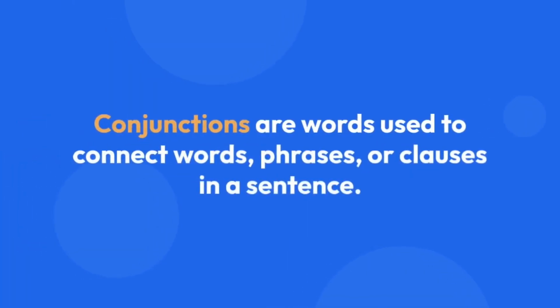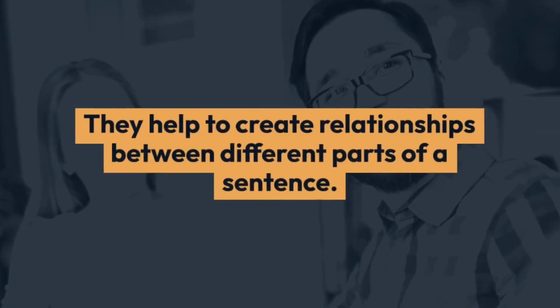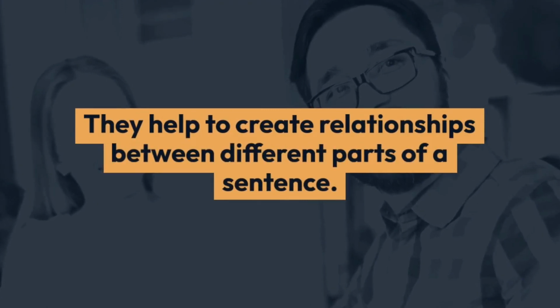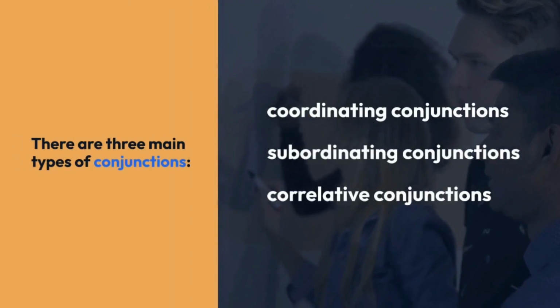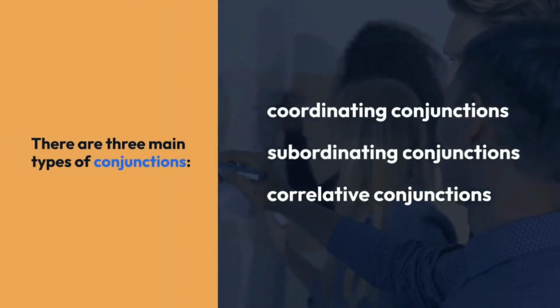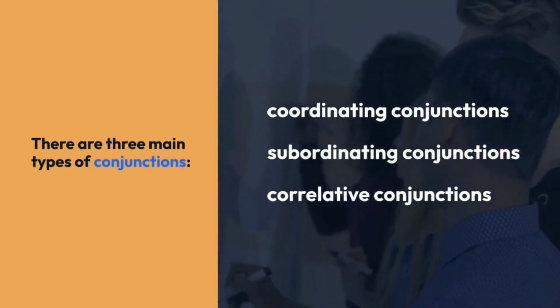Conjunctions are words used to connect words, phrases, or clauses in a sentence. They help to create relationships between different parts of a sentence. There are three main types of conjunctions: coordinating conjunctions, subordinating conjunctions, and correlative conjunctions.